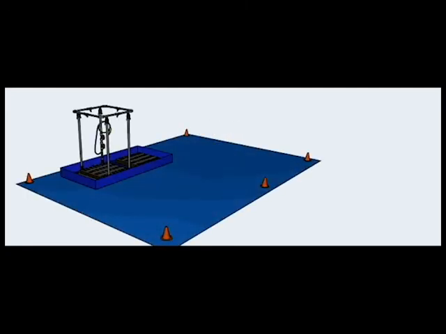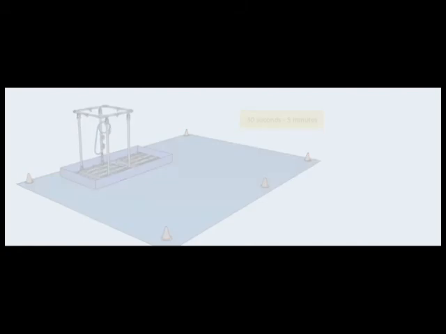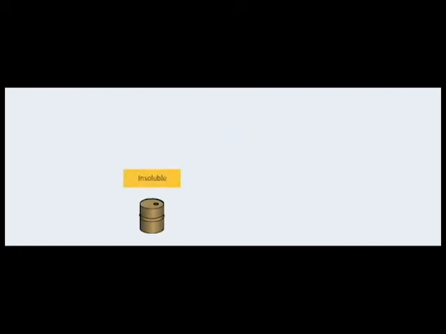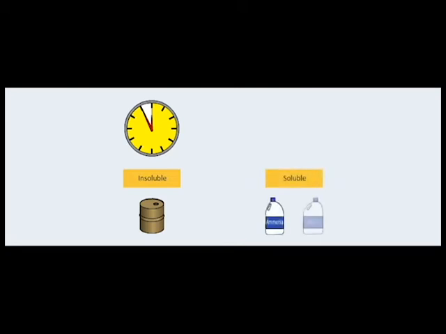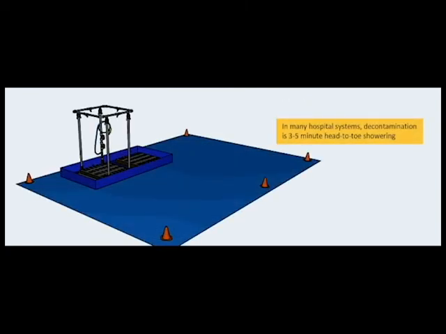Experts recommend showering intervals between 30 seconds and 5 minutes, depending upon the agent and the water temperature, pressure, and volume used. Insoluble chemicals such as petroleum products require longer washing as compared to soluble agents such as ammonia and chlorine that virtually disappear within the first few minutes of decontamination. In many hospital systems, decontamination is considered complete when a thorough 3 to 5 minute head-to-toe showering has been accomplished. Practice training with a simulated contaminant such as syrup to help ensure your process of decontamination is thorough.